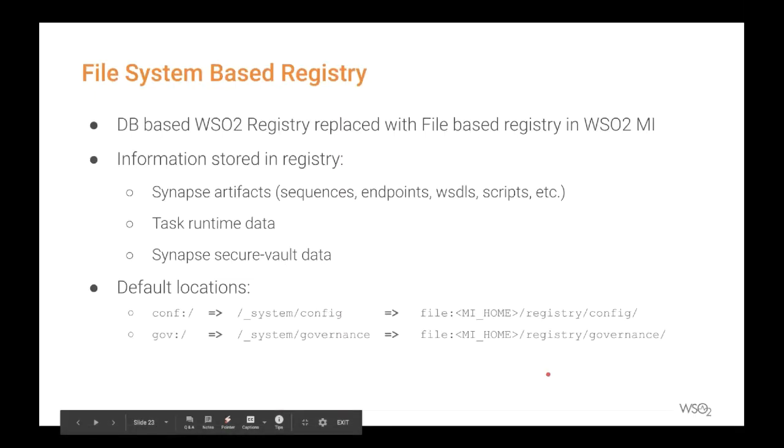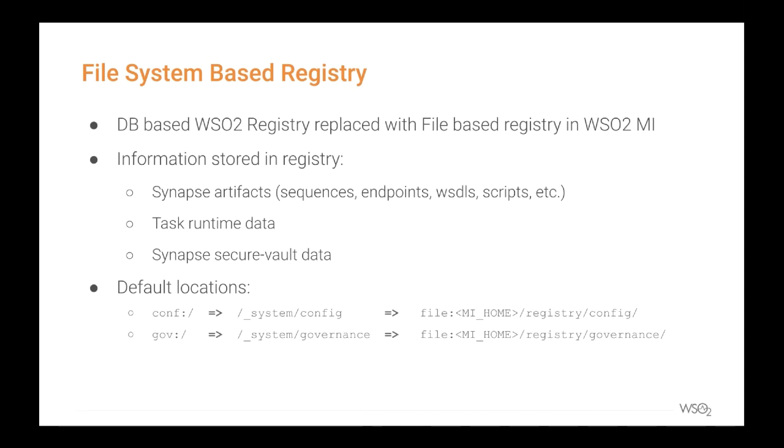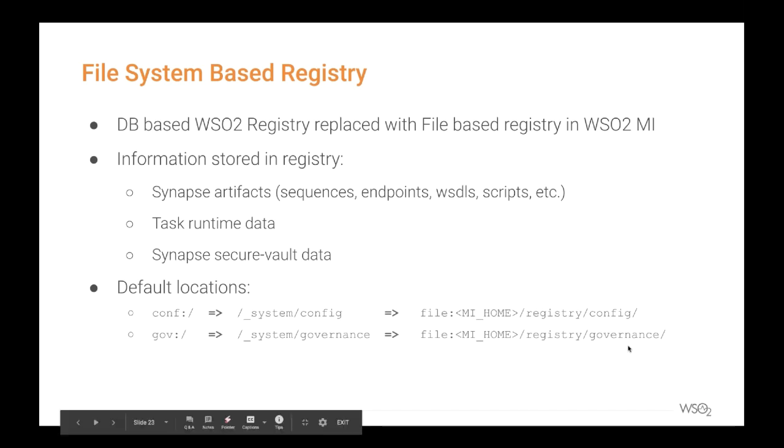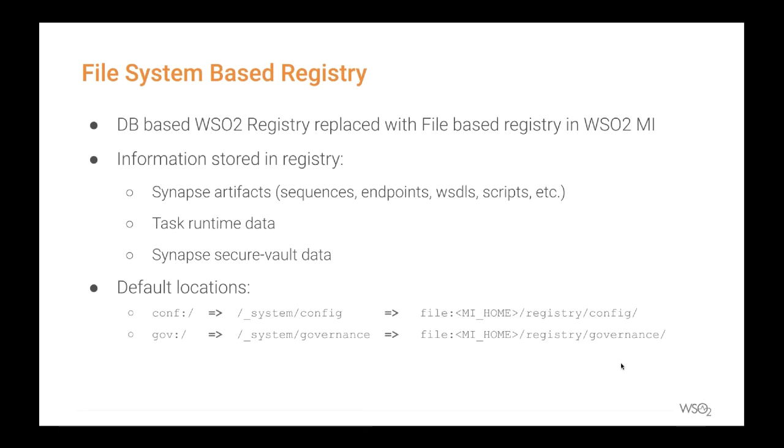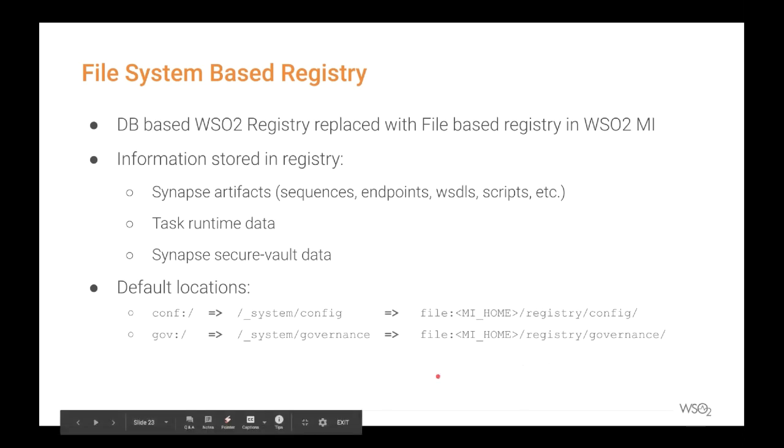Moving on, the next thing we have in our list is the file system based registry. If you are familiar with the WSO2 product stack, you will know what the registry is, but never mind. Basically, the registry is where we store most of our configurations, like runtime configurations, artifacts and things. In the WSO2 world, the registry is divided into three main partitions: local registry, config registry, and governance registry. What matters for us is config and governance, because the local registry is local only to the particular node.